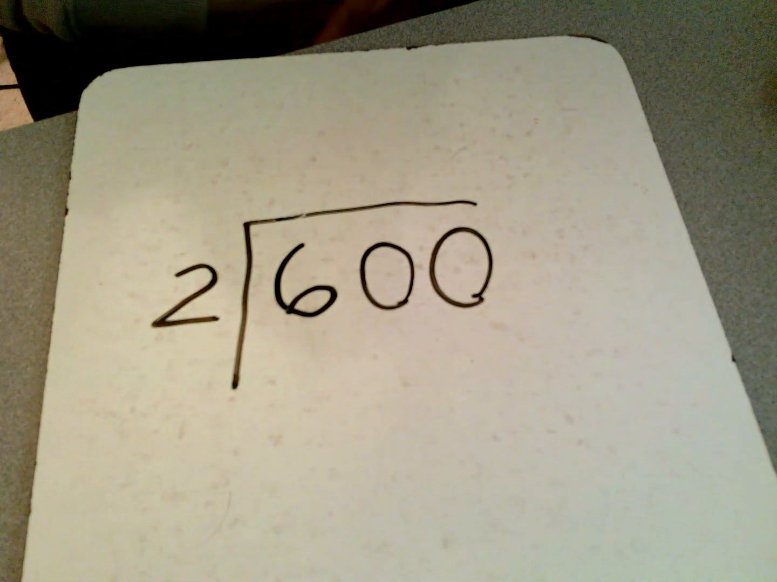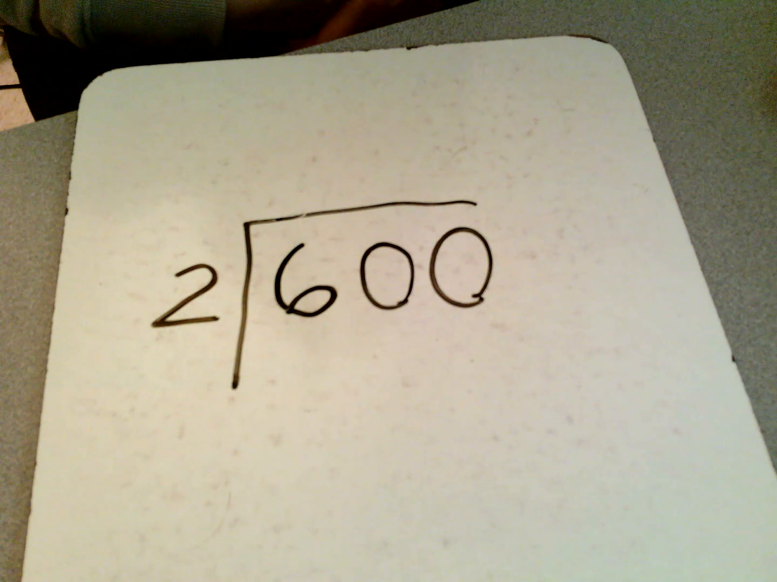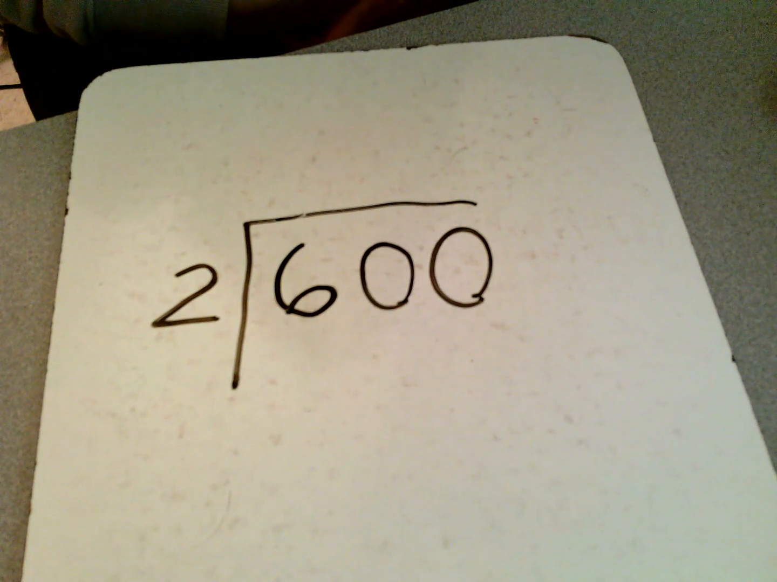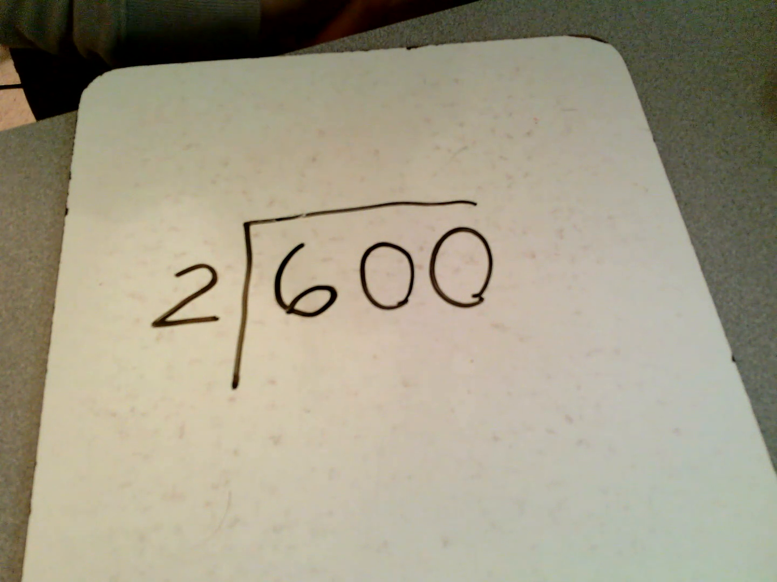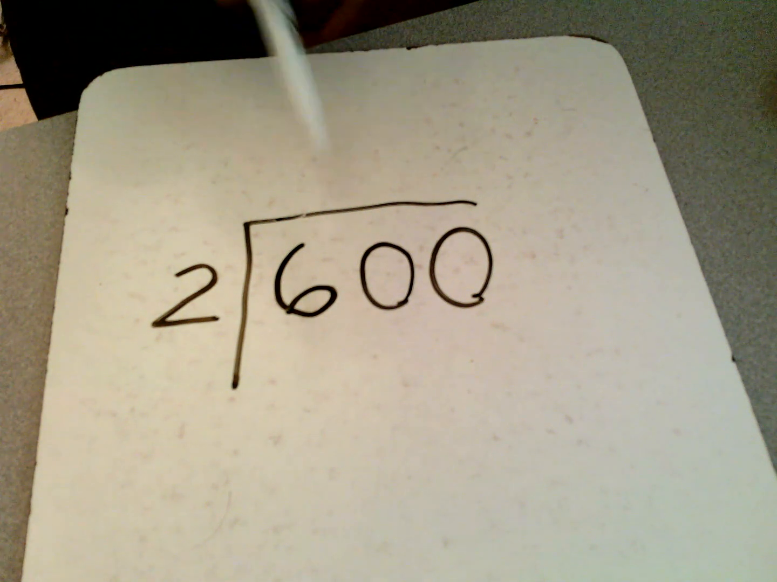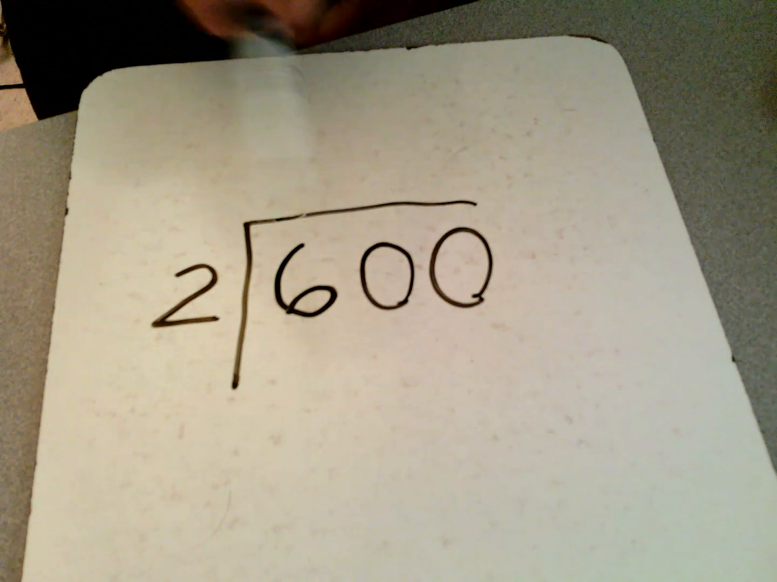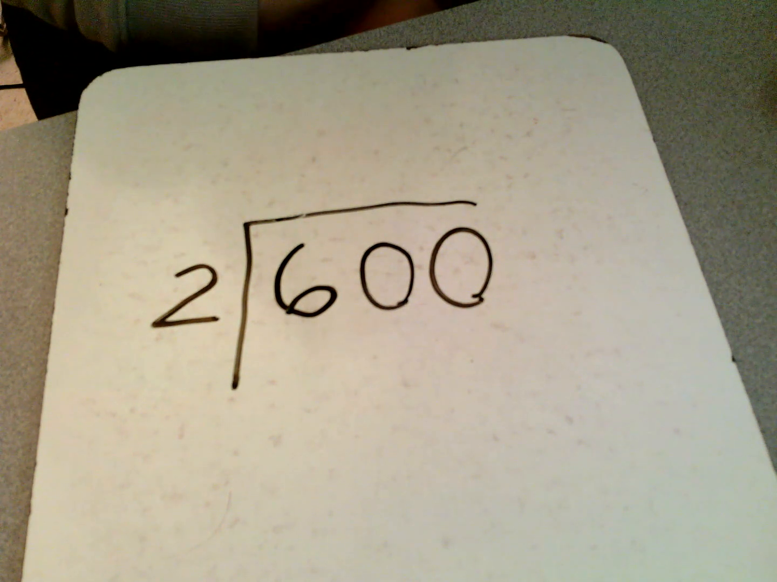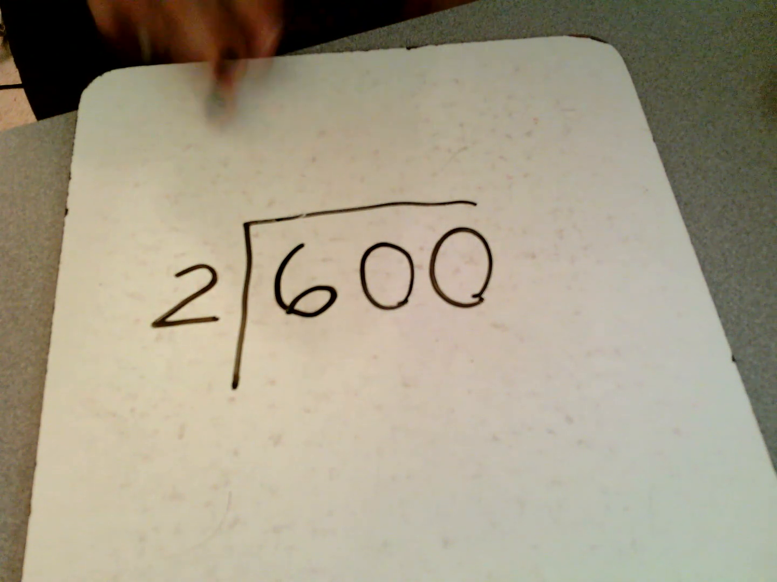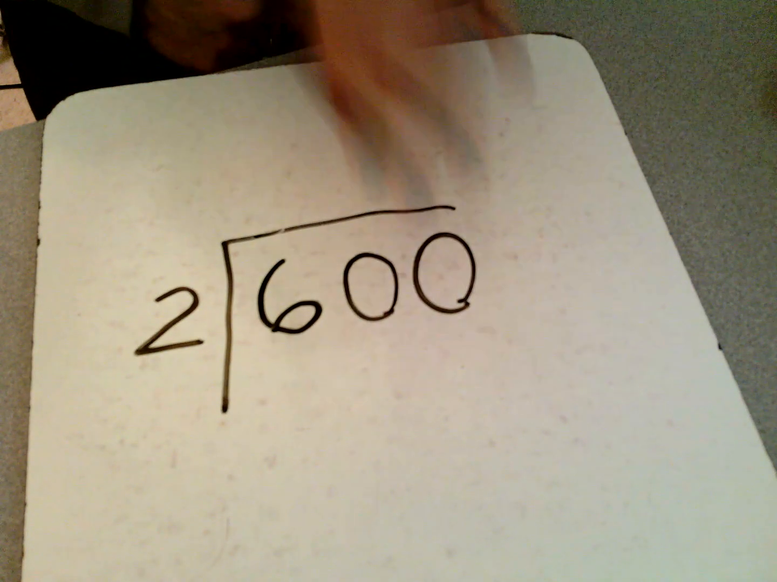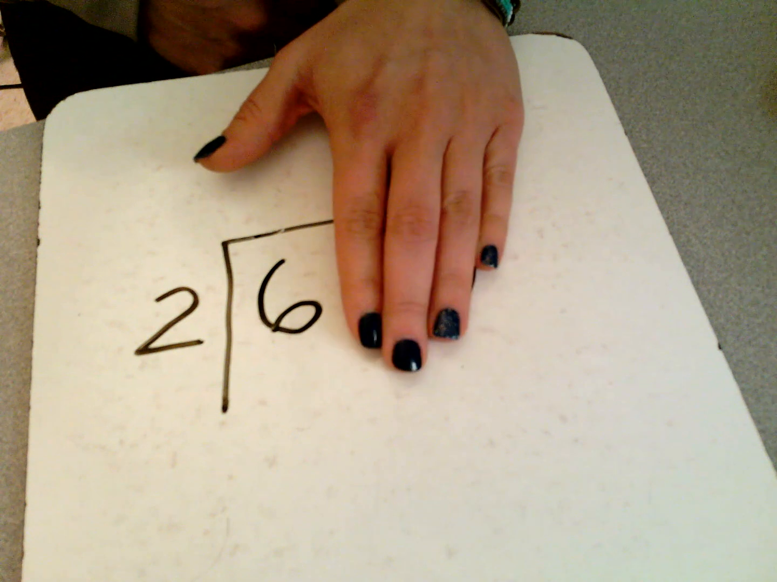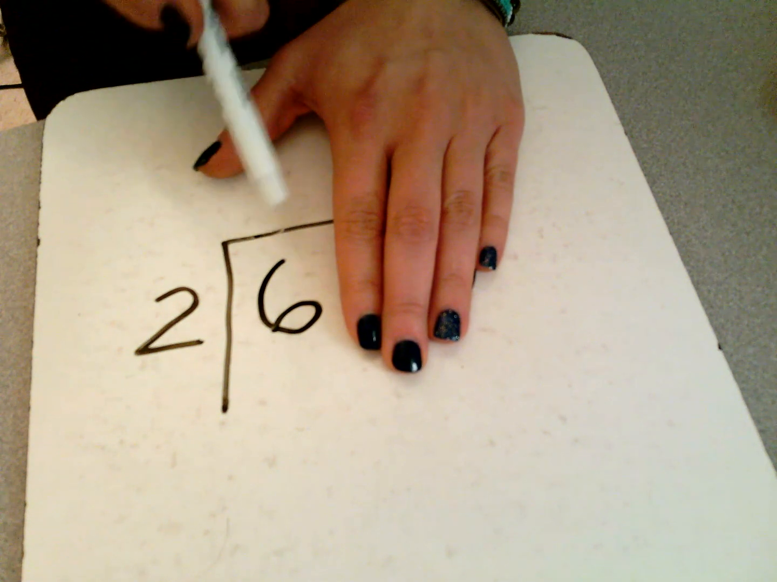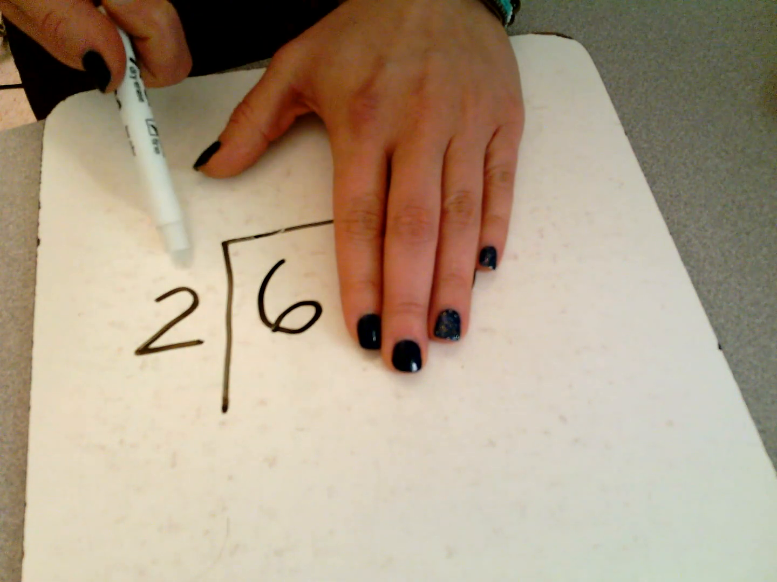Okay, so make sure you grab yourself a whiteboard and a marker. If you need to run to my room real quick and grab one, that's fine. All right, so if we're reading this, we have 600 divided by 2. Whoa, that's a big number. But remember, when we're dividing with zeros, we can cover up the zeros and do the basic fact. So I see now 6 divided by 2.